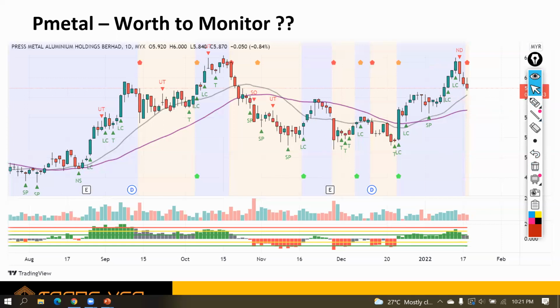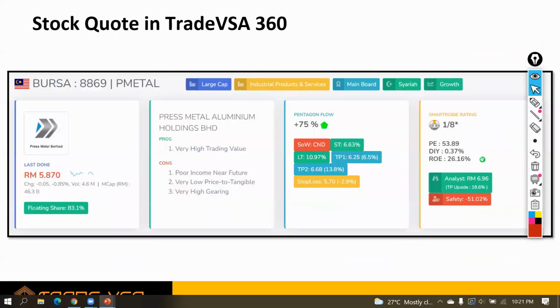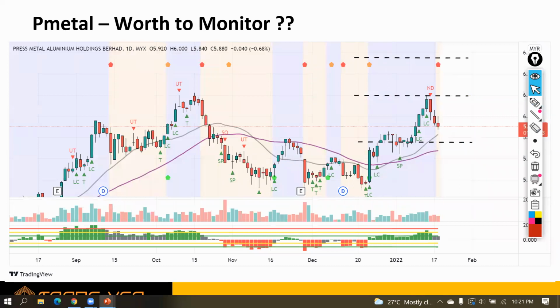Now, if I look into my Trade Versus 360 again, this is the information I have. Of course, FA rating is 1 at the moment. Now, the things that I'm looking into is where's my support and resistance 1 and 2. By putting this information inside here, what do you think? Is this risk to reward slightly better than Hibiscus and Bumi Armada just now? Yes, no? Is this risk to reward better than Bumi Armada and Hibiscus?